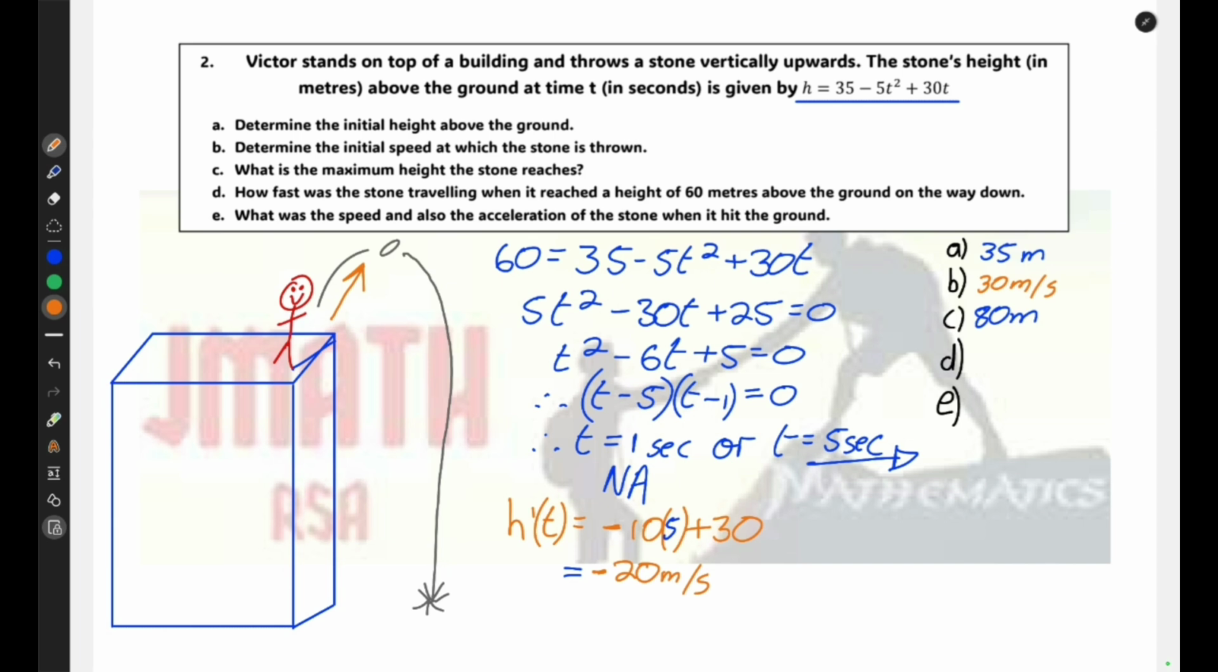So that just means 20 meters per second in the opposite direction of what I started with. But the answer is still 20 meters per second. I can just write the word downwards next to it, or down. Then I would get full marks.